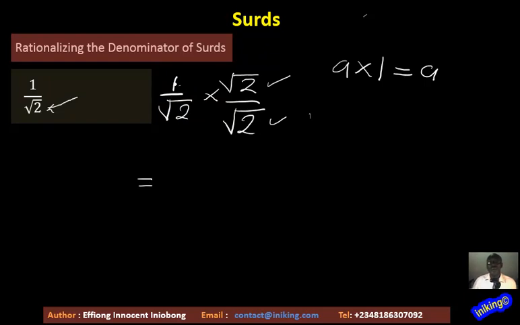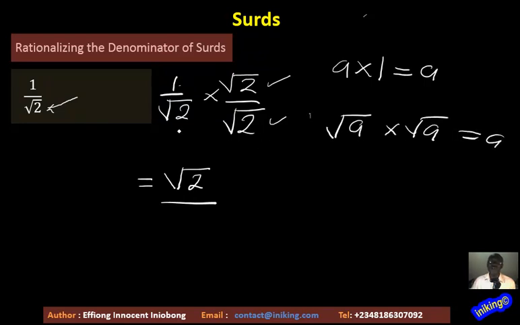Moving further, I multiply 1 by root 2 and that gives me root 2 for the numerator, and then divided by root 2 times root 2. Let's not forget that root of a times root of a is simply a. So root of 2 multiplied by root of 2 gives us 2. That makes the denominator a rational number, as we all know. So we have rationalized the denominator of the expression 1 all over root of 2.